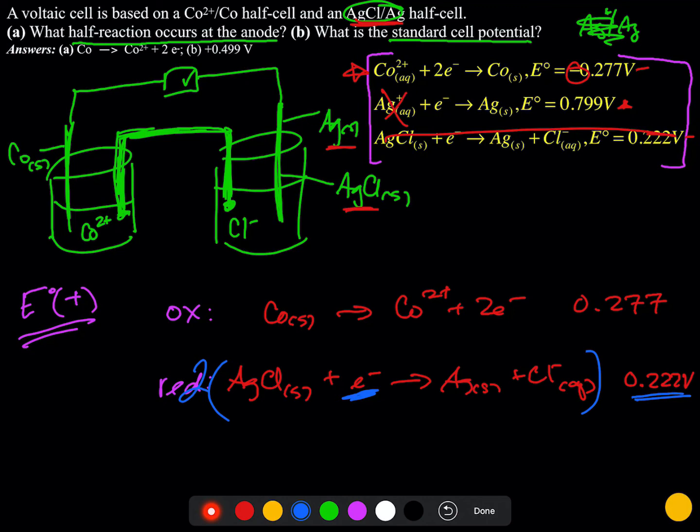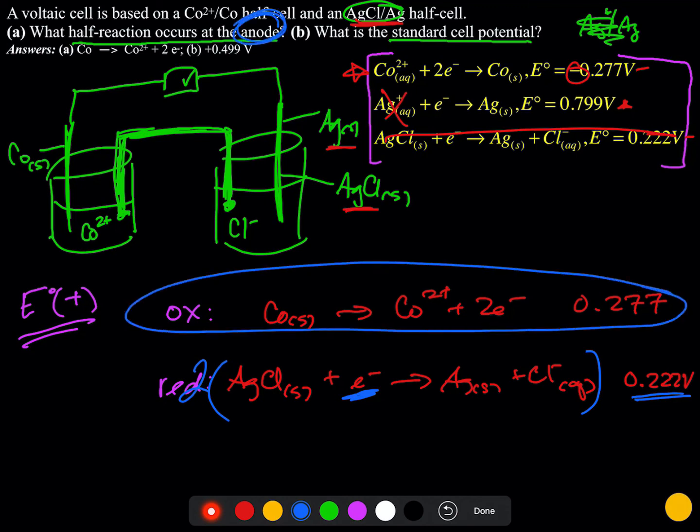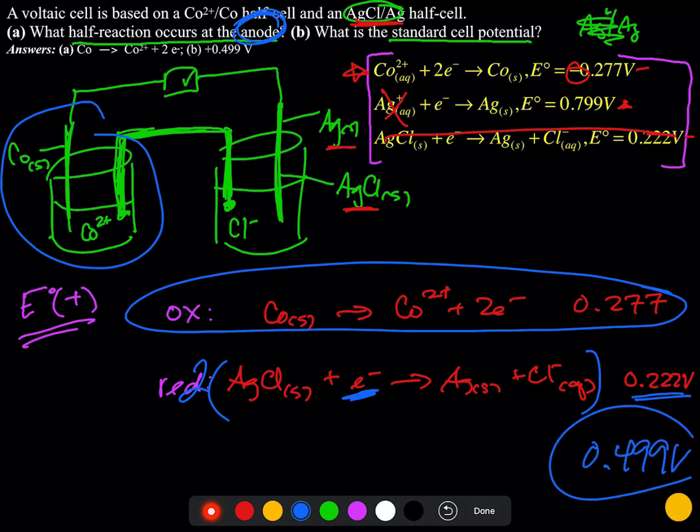All right, so then going back to my question, which happens at the anode? This happens at the anode, which makes this my anode. And my overall cell potential would be the sum of these things, which would be 0.499 volts as my overall cell potential. Yes? Make sense?